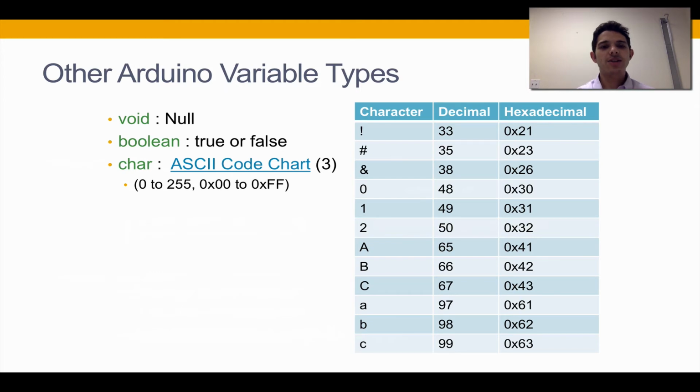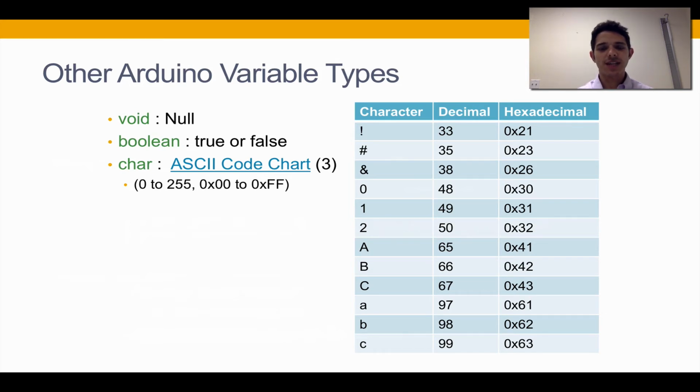Okay, let's talk about other Arduino variable types besides numeric ones. There's void. So void is really just null, so empty space. Boolean is true or false. And then we have characters. So how are characters saved? They are saved with the ASCII code chart. So I have some examples in this table here. How is the character exclamation point saved?